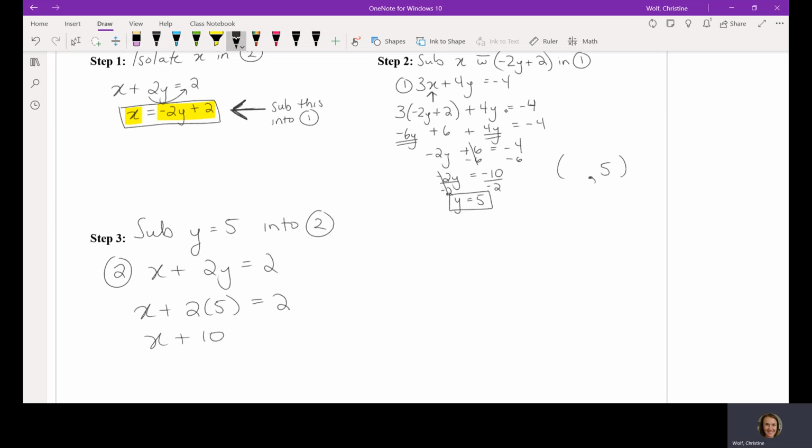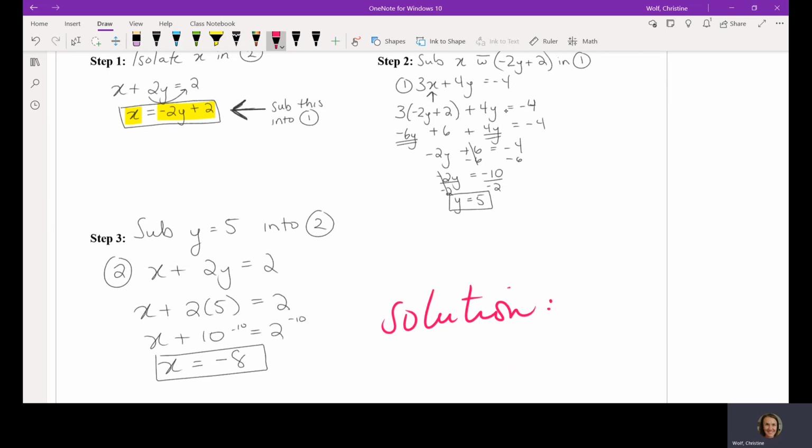x plus 10 equals 2. I subtract 10 from both sides, and I get -8, right? -10, -10. So now I know that my x value is -8, and there we go. That's where the 2 lines would cross. I'm just going to write that final answer near the bottom here. So my solution is -8 and 5.